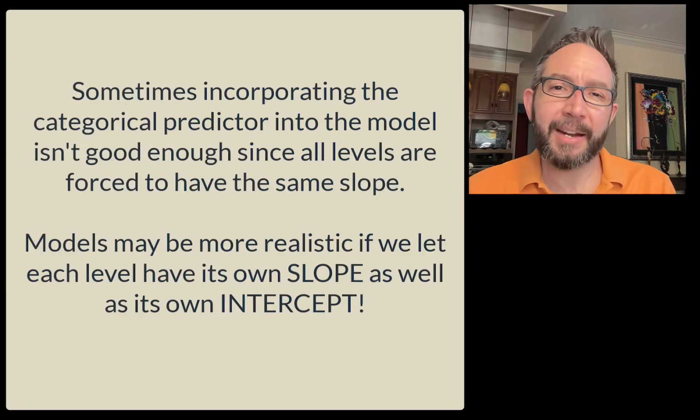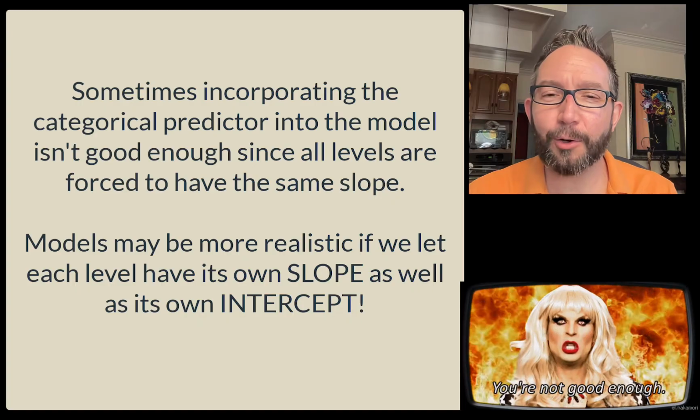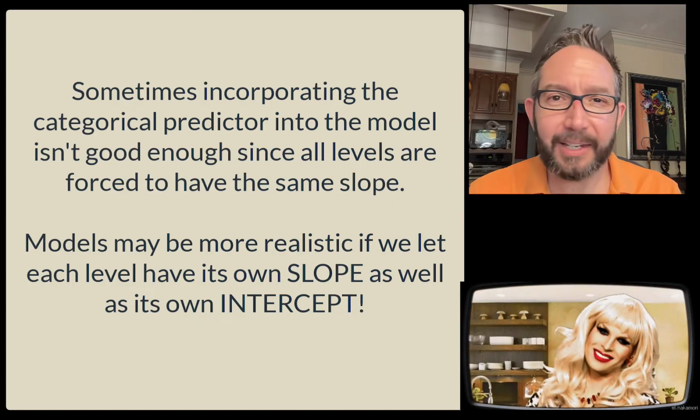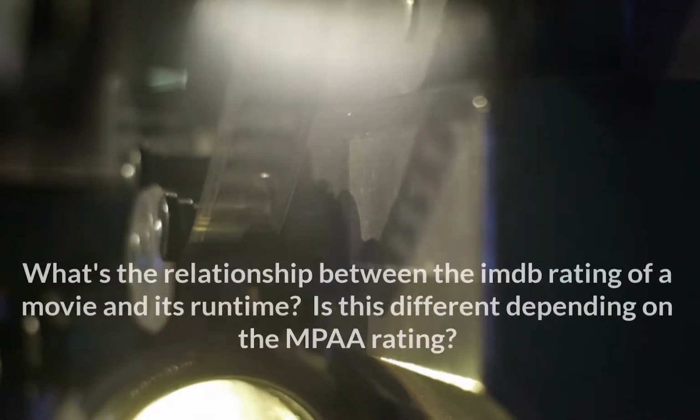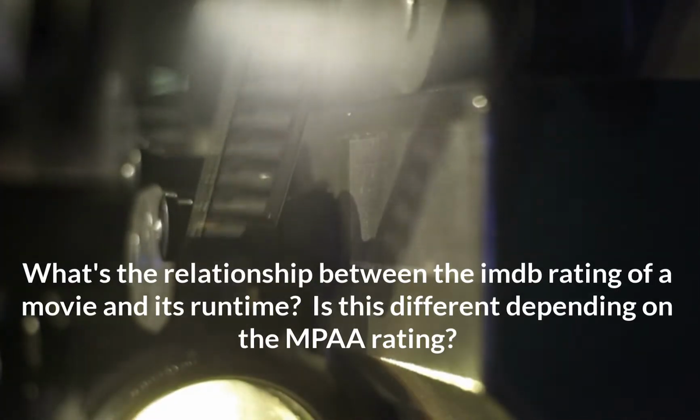Now, let's look at an example where just incorporating the categorical variable as a predictor isn't quite good enough, doesn't quite incorporate reality to the fullest extent. And for this, what I'd like to do is load up a movies data set and examine the relationship between the rating on the IMDb webpage and the runtime of a movie.